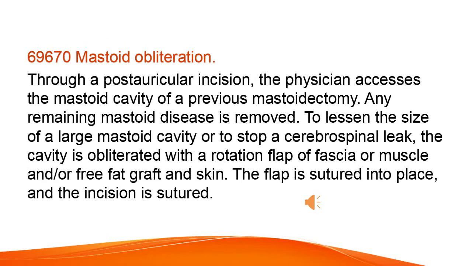Mastoid obliteration. Through a post-auricular incision, the physician accesses the mastoid cavity of a previous mastoidectomy. Any remaining mastoid disease is removed. To lessen the size of a large mastoid cavity or to stop a cerebrospinal leak, the cavity is obliterated with a rotation flap of fascia or muscle and/or free fat graft and skin. The flap is sutured into place, and the incision is sutured.